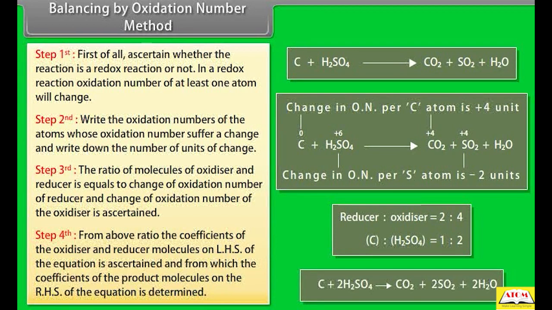Step fourth. From the above ratio, the coefficient of the oxidizer and reducer molecules on the LHS of the equation is ascertained, and from this the coefficient of the product molecules on the RHS of the equation is determined.